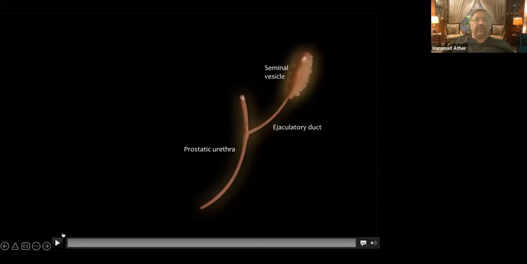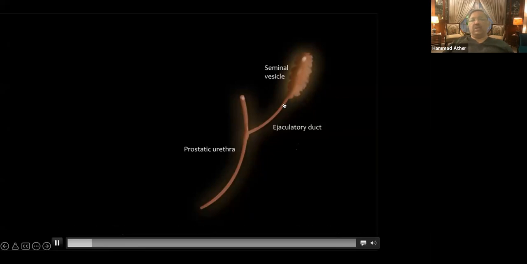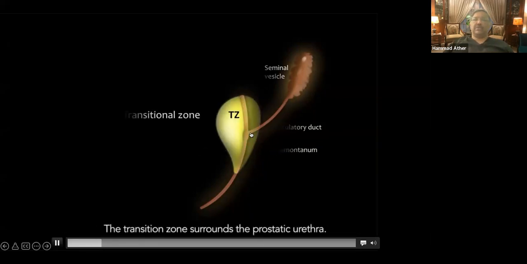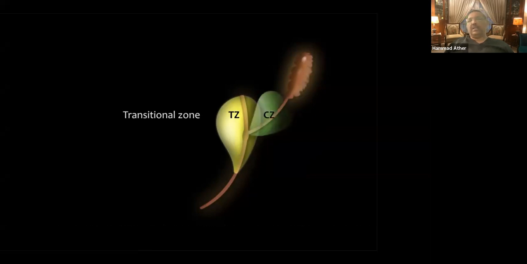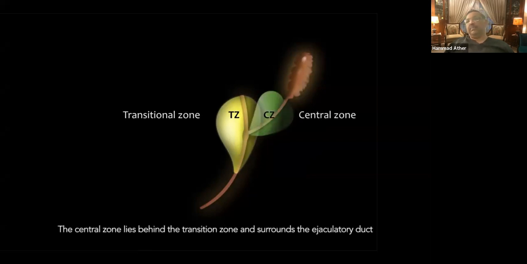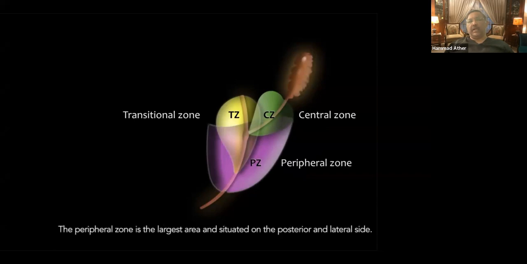So if you remember the anatomy, just a little recall: this is seminal vesicles draining through the ejaculatory duct into the prostatic urethra, and the zone of the prostate which is around the prostatic urethra is called the transition zone, and this is the place where the majority of your BPH develops. Central zone is around the ejaculatory duct. It's typically a small area.